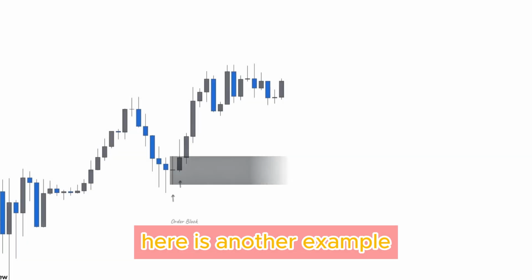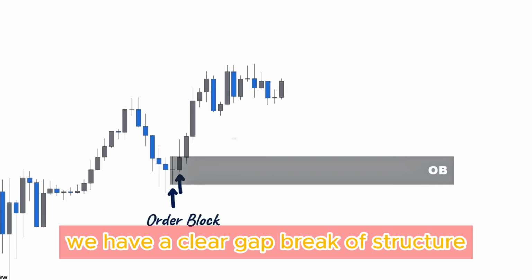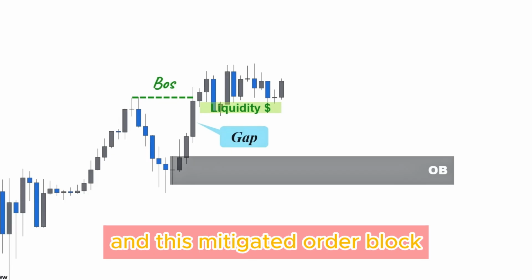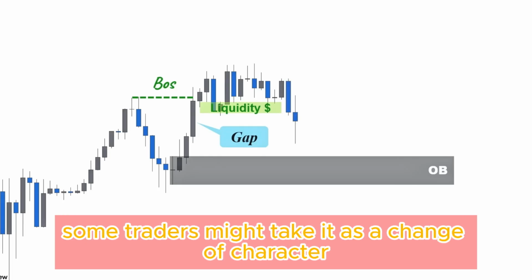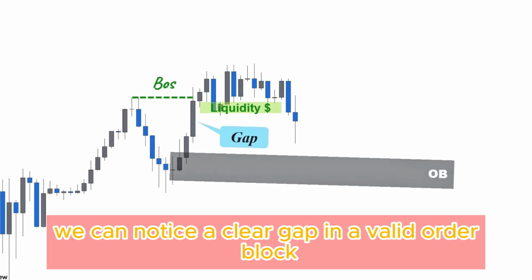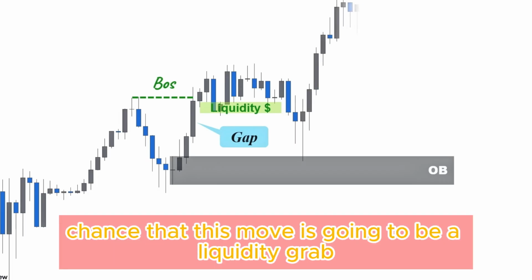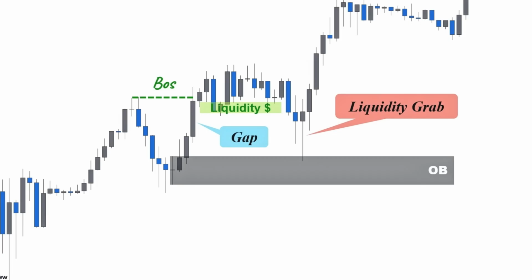Here is another example. You could have taken either of these candles as order blocks. We have a clear gap, break of structure, and a lot of liquidity gathered below these equal lows and this mitigated order block. So, once the price breaks below this higher low, some traders might take it as a change of character. But looking to the left side, we can notice a clear gap and a valid order block exactly under this level. So there is a higher chance that this move is going to be a liquidity grab, and we are still identifying this market as bullish.